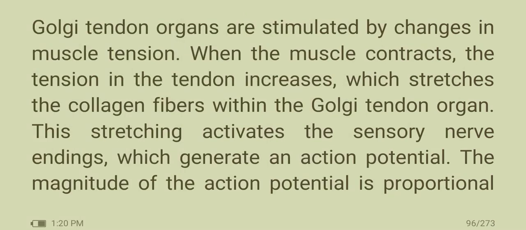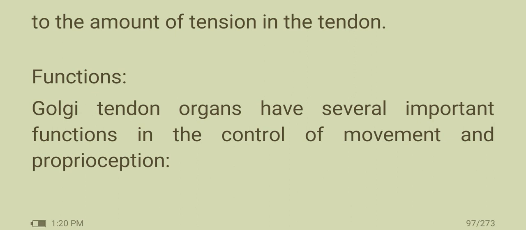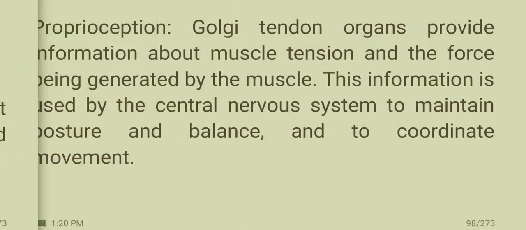Then stimulation mechanism. Golgi tendon organs are stimulated by changes in muscle tension. When the muscle contracts, the tension in the tendon increases, which stretches the collagen fiber within the Golgi tendon organ. This stretching activates the sensory nerve endings, which generate an action potential. The magnitude of the action potential is proportional to the amount of tension in the tendon. So Golgi tendon organs have several important functions in the control of movement and proprioception.